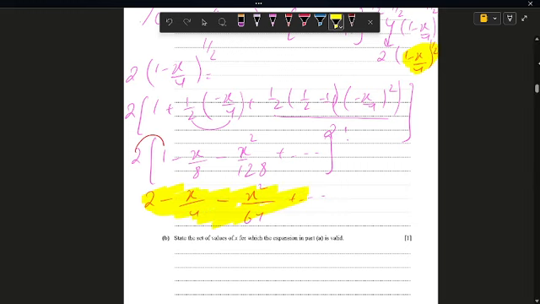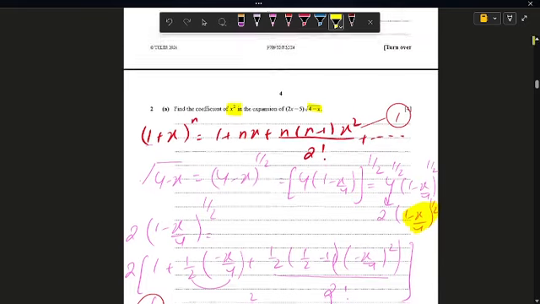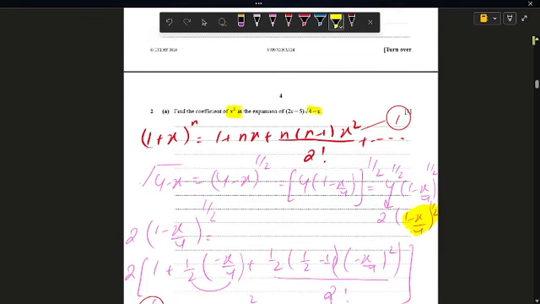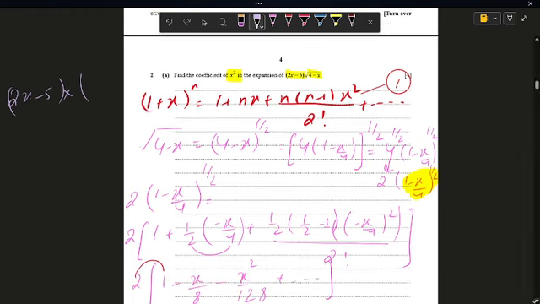Now I am going to multiply it with 2x minus 5, because up to this point I just opened (4 minus x) raised to the power 1/2. That is the binomial expansion. Now I also have to multiply it with 2x minus 5, because there is also a product of that. So you will do 2x minus 5 times the expansion that you did over here.